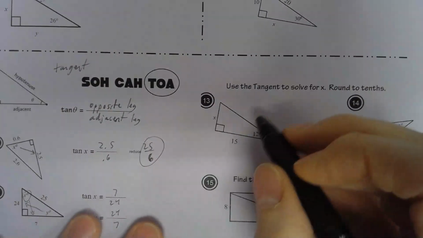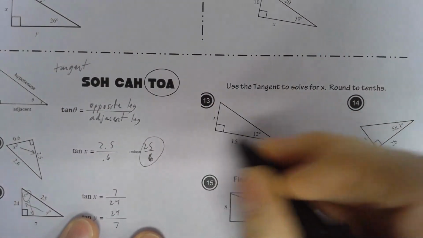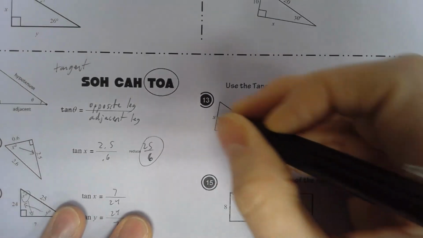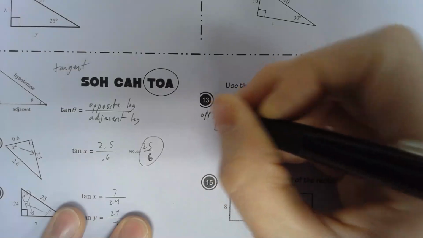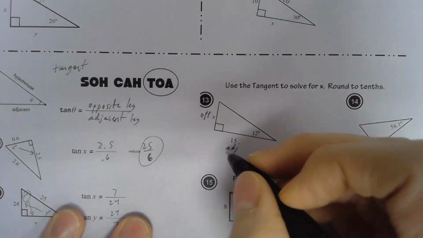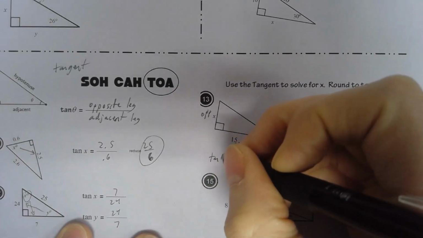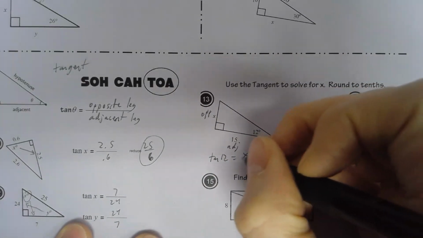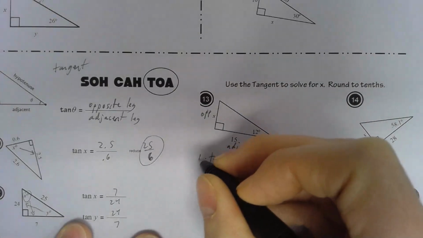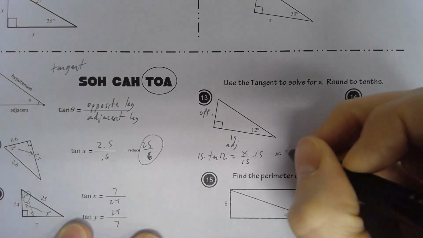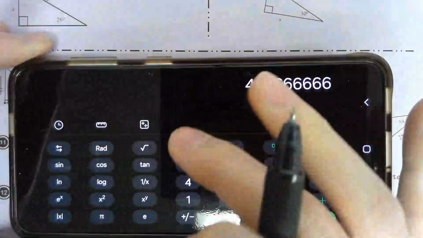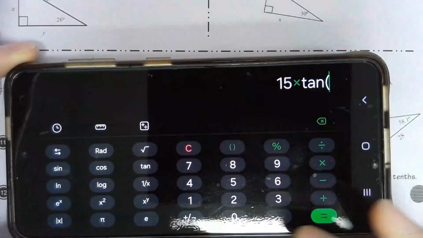Just like with the sine and cosine, we can use the tangent ratio to solve for the missing side. So we're looking for this opposite leg here. We know the adjacent leg, and it's the tangent ratio that uses opposite and adjacent. So we'll say tangent of 12 equals x over 15. And then we can multiply by 15 to find that x is 15 times the tangent of 12. So we'll type in 15 times the tangent of 12.